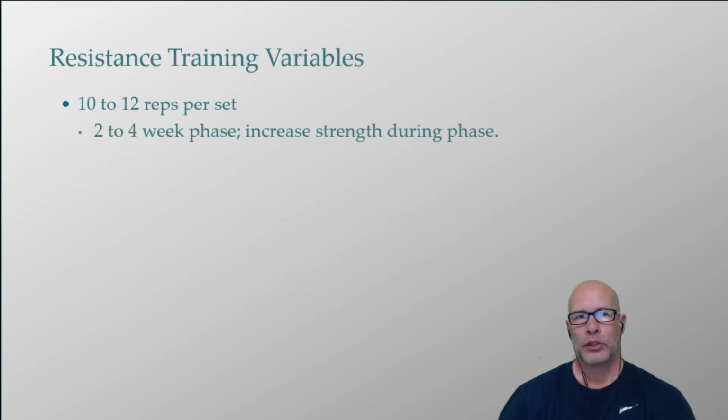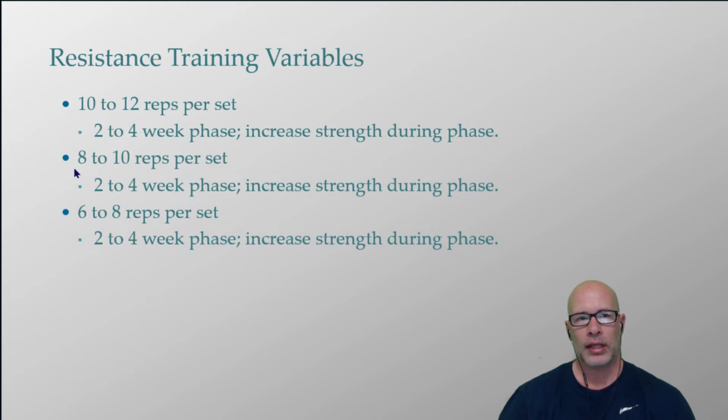which is where you would drop 2 repetitions to the 10 to 12 repetitions per set range. You keep them there for a 2 to 4 week phase. And once again, the goal is to increase strength during the phase so that by the end of the phase, they're a little stronger in each exercise than they were at the beginning of the phase. And then we move to 8 to 10 repetitions per set. We do the same thing, and then 6 to 8 repetitions per set with the same goal in mind.